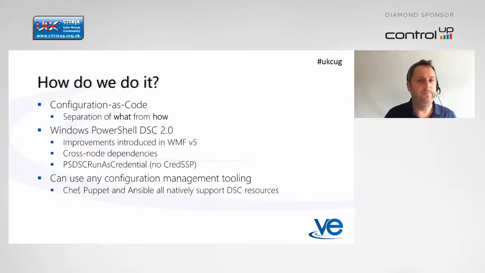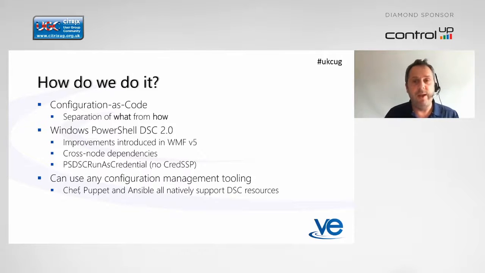So how do we do it? As I mentioned, we use configuration as code. What we're ultimately talking about is just the separation of what we want from the how we achieve it. And to do that, we use PowerShell DSC.